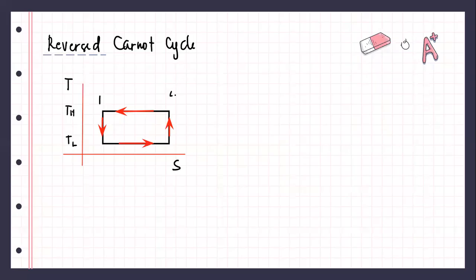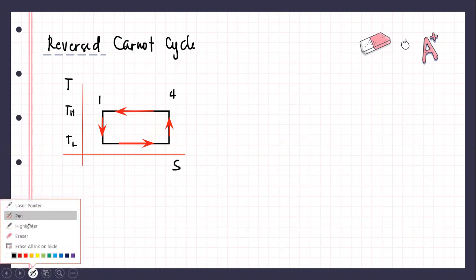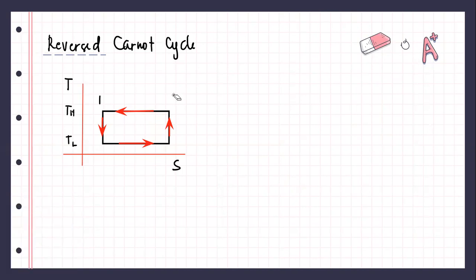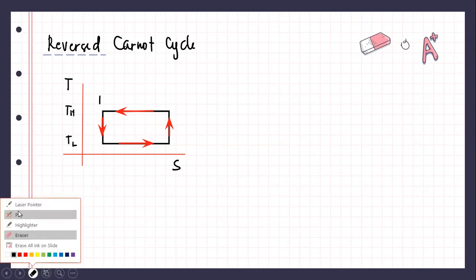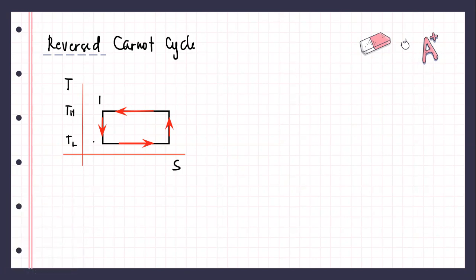Okay, we have 1 to 4. This one is for the reverse Carnot cycle. Okay, we have 1 to 2, 2 to 3, 3 to 4, 4 to 1. Okay, this one is the temperature-entropy diagram of a reverse Carnot cycle.